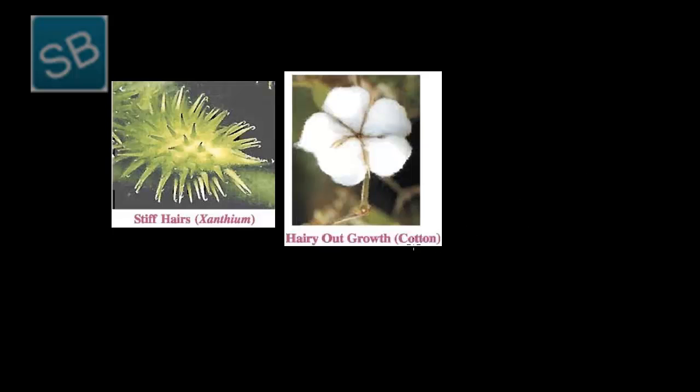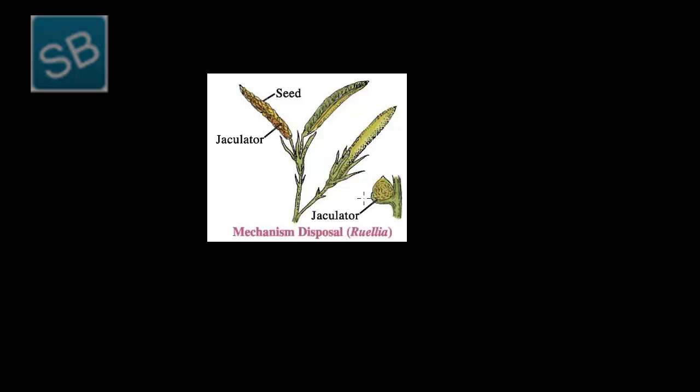Then the third plant is Xanthium, which possesses a stiff hair-like structure which helps it in the seed dispersal mechanism. Another example is cotton, which possesses a hairy outgrowth-like structure. Another example is the plant Ruellia, which possesses a specialized structure known as a jaculator in the form of seeds, which helps it in the dispersal mechanism.